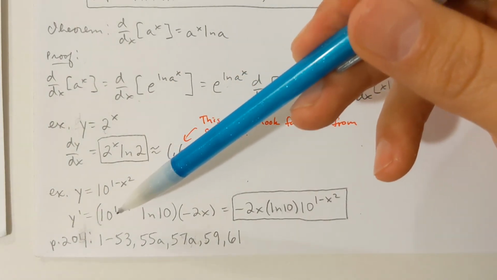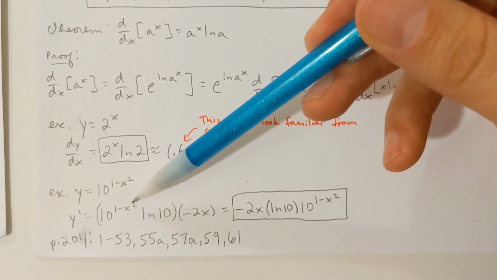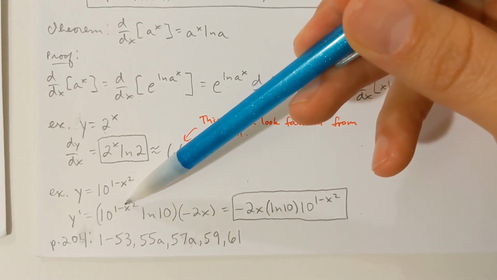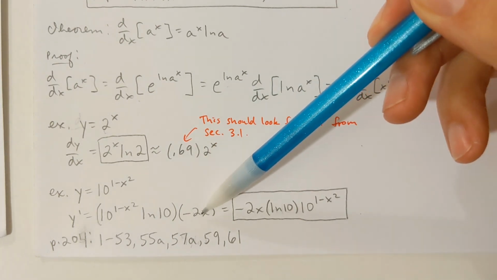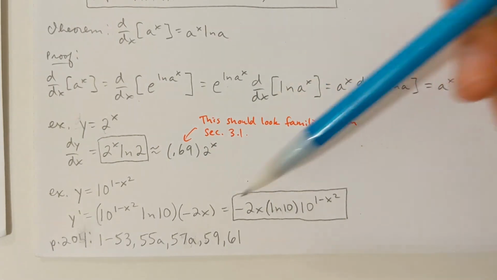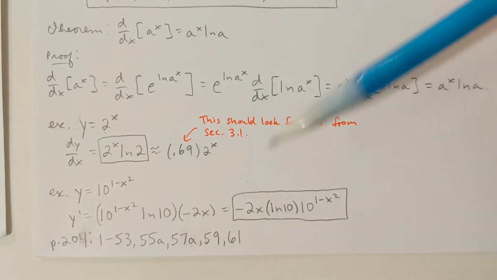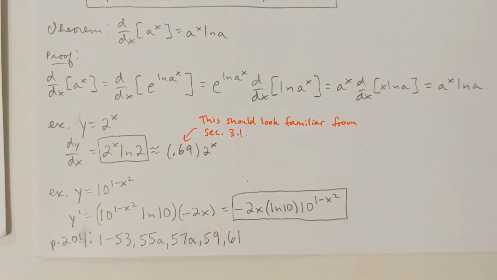So I'm going to have 10 to the 1 minus x squared times the ln of 10, but then times the derivative of the power. The derivative of 1 minus x squared is negative 2x. You can bring the negative 2x times ln 10 to the front, and that's the only thing I did there to simplify. Here's my answer.